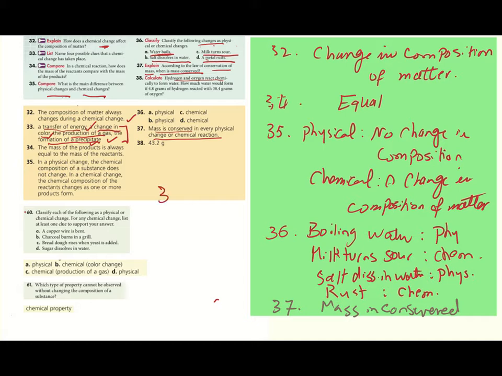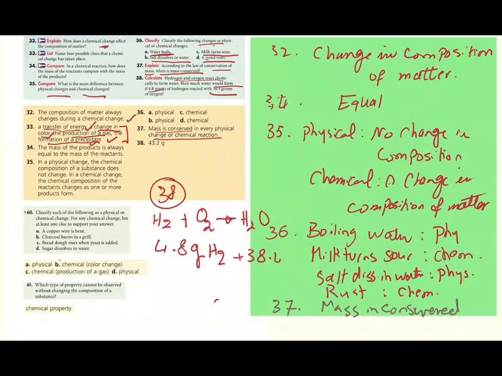Question 38. Hydrogen and oxygen react chemically to form water. So hydrogen reacts with oxygen to form water. Then how much water would form if 4.8 grams of hydrogen react with 38.4 grams of oxygen? How much water will be produced? You just add them. It will be 43.2 grams. This is the mass of water that would be formed.